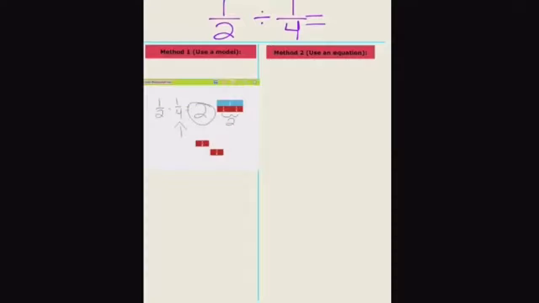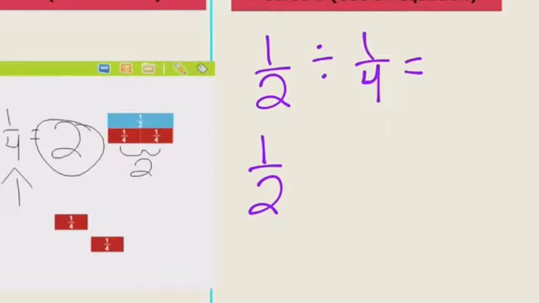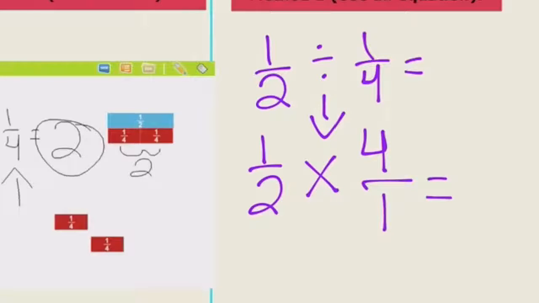Okay, now we're going to try it using an equation. So I'm just going to start by rewriting my original problem, which was 1/2 divided by 1/4. Alright, so we're going to start by rewriting this as a multiplication problem. 1/2 stays the same. My division sign becomes a multiplication, and I'm going to find the reciprocal of my second fraction. So 1/4 becomes 4/1. Before I multiply, I'm going to look for numbers on the top and bottom that have common factors. This is known as canceling.